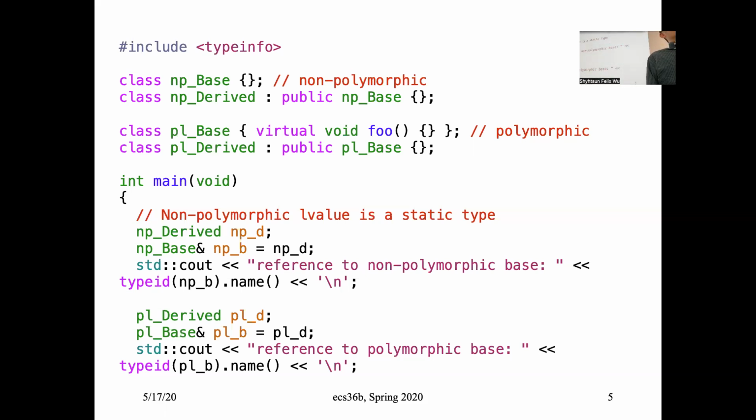What's the difference between these two pairs? So there are two pairs. The first pair is NP base and NP derived. The second pair is PL base and PL derived. What's the difference between these two pairs?